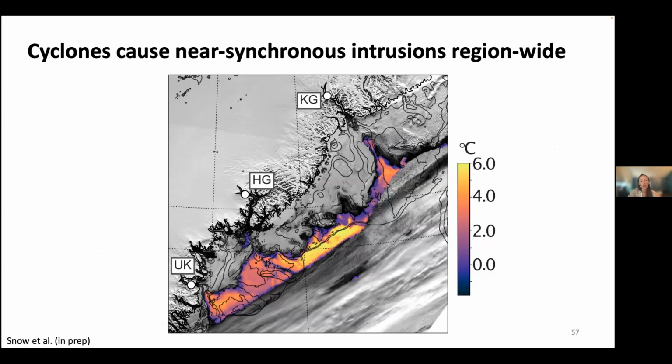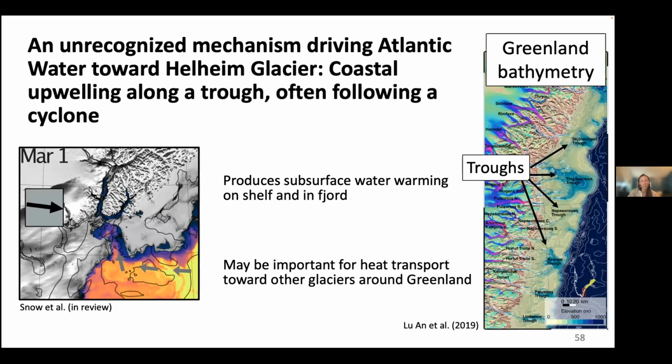So if we have a lot more cyclones that are passing by, or much more upwelling events, then we're likely to be transporting a bunch of heat towards these glaciers. So to sum this up, this is an unrecognized mechanism driving Atlantic water towards Helheim Glacier, and it's caused by coastal upwelling along a trough, often following a cyclone. It produces subsurface water warming on the shelf and in the fjord, and it may be important for heat transport towards other glaciers around Greenland.